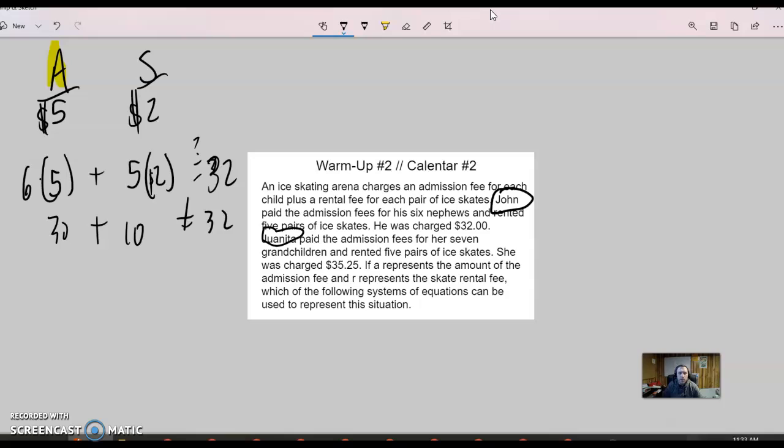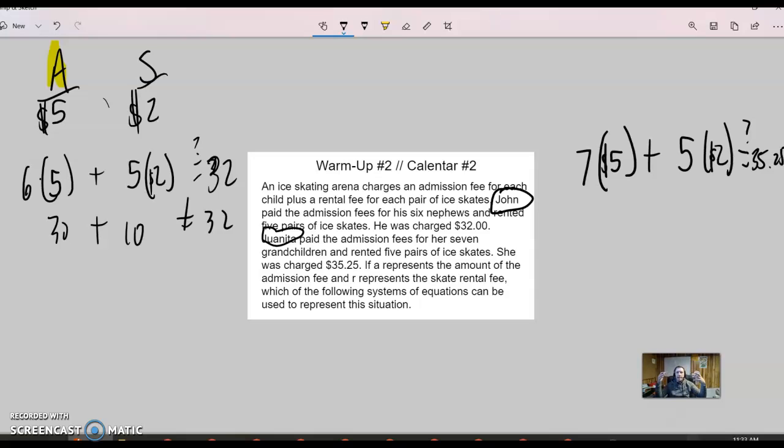Juanita, if we're trying to find out how much she paid and we said 5 and 2, we would say, well, she has 7 grandchildren, right? 7 people she paid admission for. So it would be 7 times 5, plus she rented 5 pairs of skates as well. So 5 times 2. And hers, we're wondering, did it equal 35, 25?